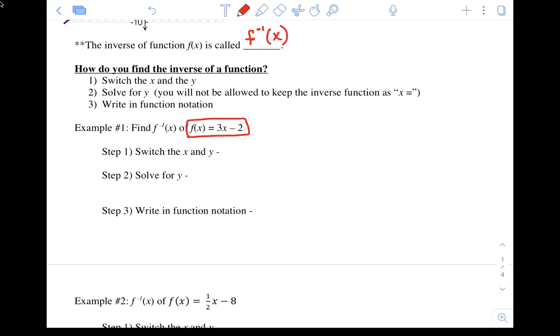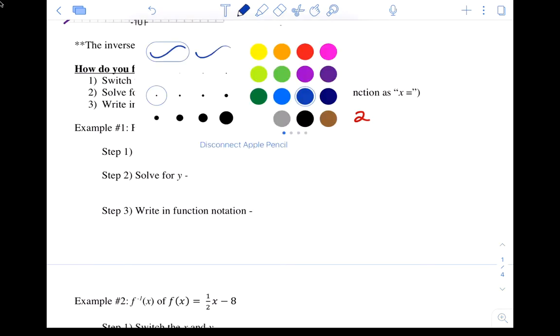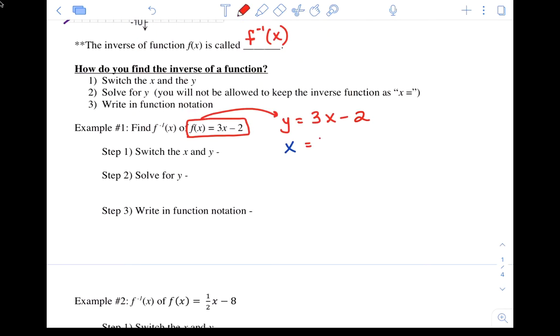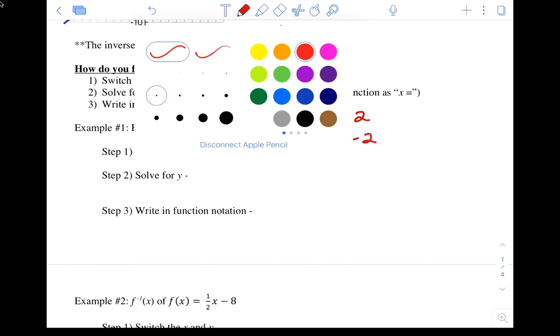So step 1, switch the x and the y. And I mean literally switch places. Now you have to remember something. You have to remember that f of x is a fancy way of saying y. So your original function sure does have an x and a y in it. When we switch x and y, we literally write the x in the y spot and the y in the x spot.